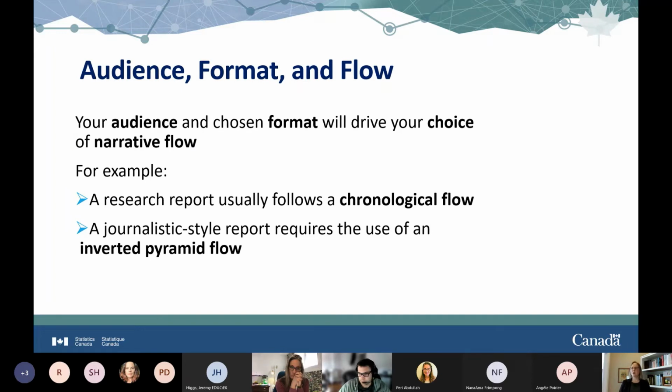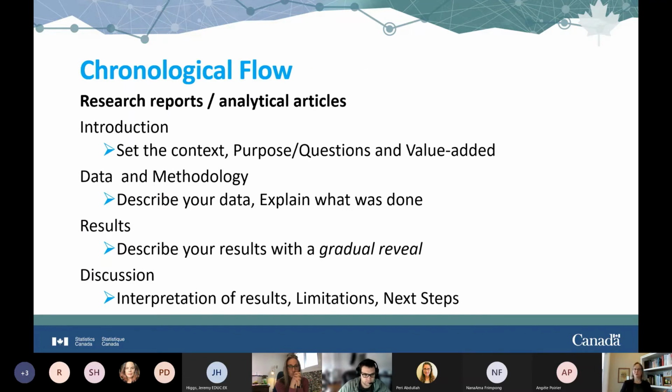Why do we talk about audience and format? Now I'm going to talk about the flow. Your audience and your chosen format will drive your choice of narrative flow. So for example, a research report usually follows a chronological flow, and this is what I'm going to talk about in the next slide. Whereas a journalistic style report requires the use of an inverted pyramid flow, and that is the style that we use in the daily at StatsCan, and I'm going to talk about it in a few slides.